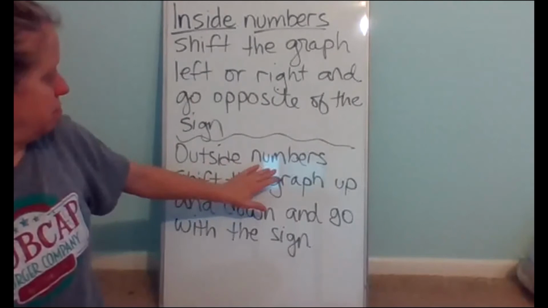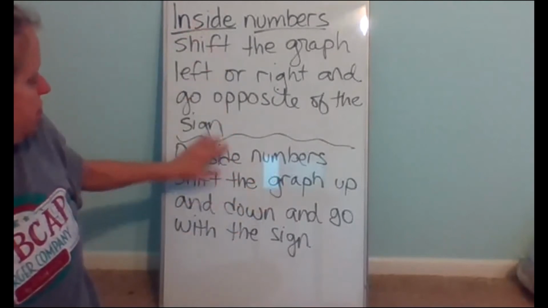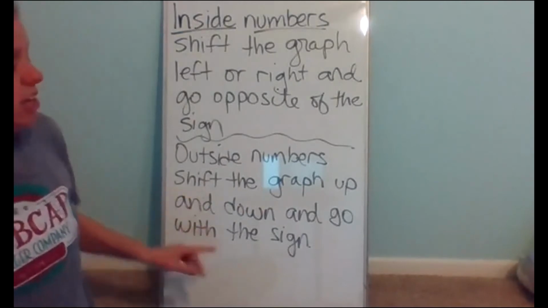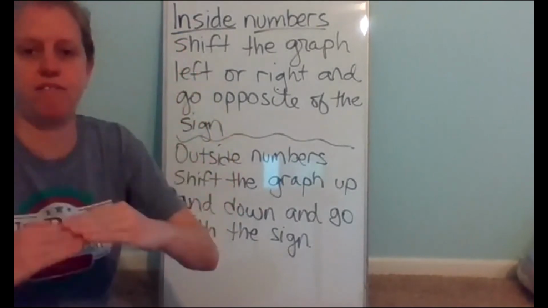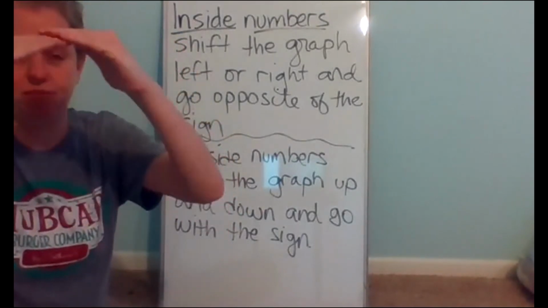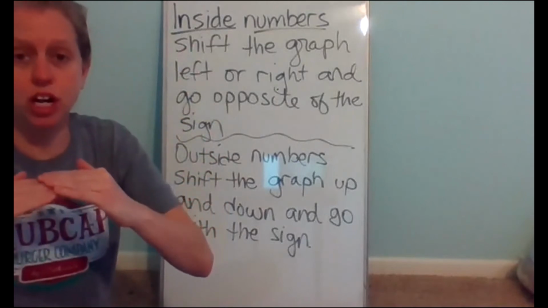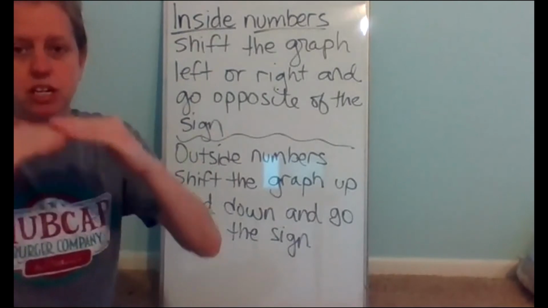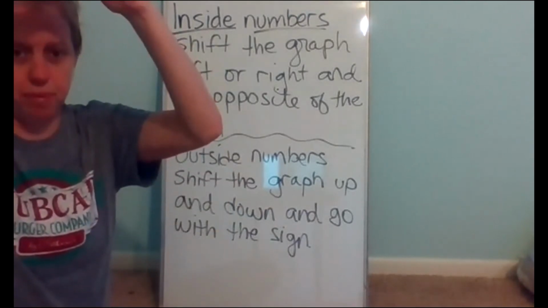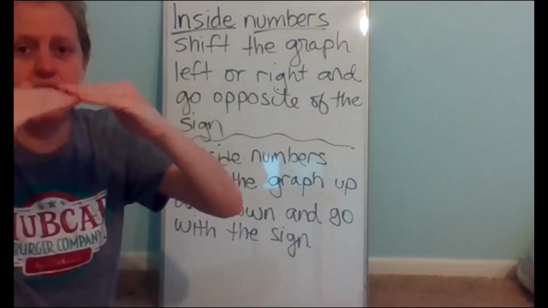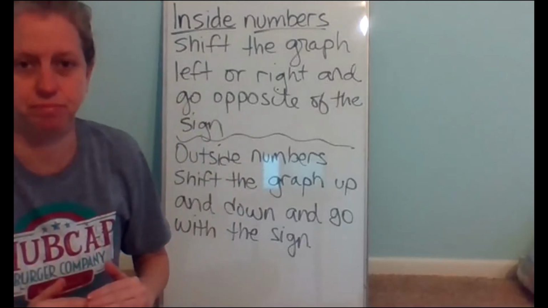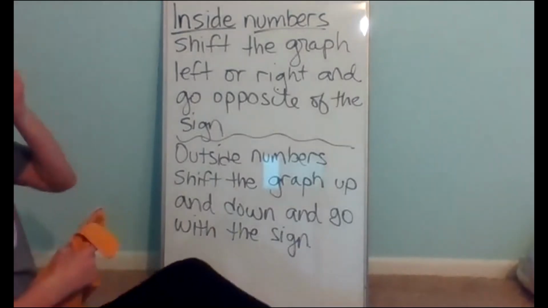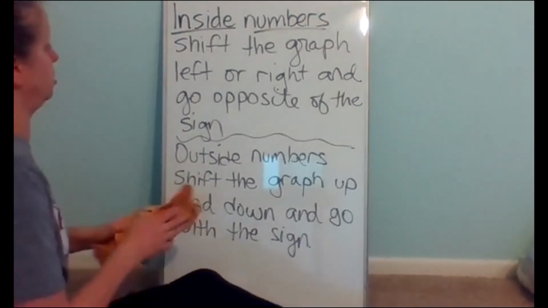The outside numbers, again, we'll talk about what the difference is between inside and outside numbers in just a second. They're going to actually shift the graph vertically, up and down. But you're going to go with the sign on this shift. So if it's a plus, you're going to shift the graph up. And if it's a minus, you're going to shift the graph down. Okay? So let's look at what that talks about before we get into these.